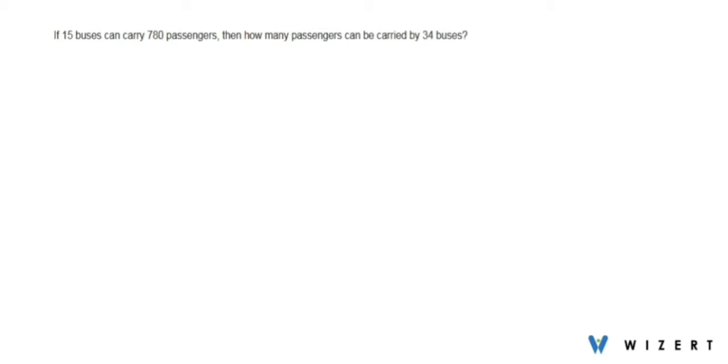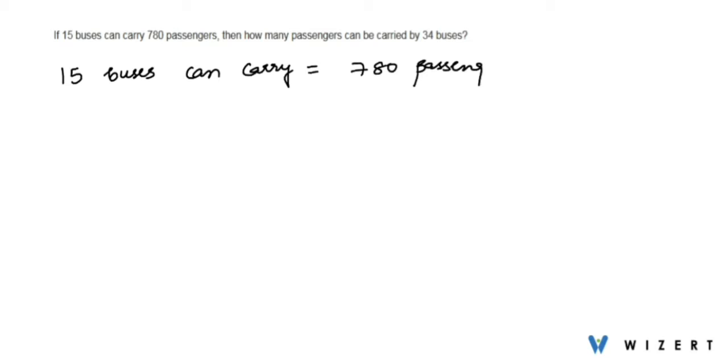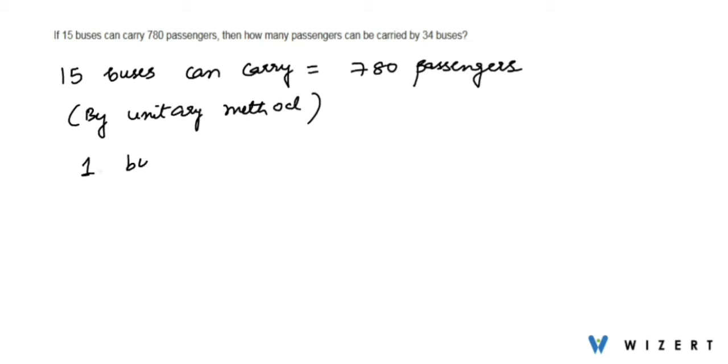If 15 buses can carry 780 passengers, then how many passengers can be carried by 34 buses? So it is given that 15 buses can carry 780 passengers. So by unitary method, we can find out one bus can carry how many passengers, which is equal to 780 divided by 15 passengers.